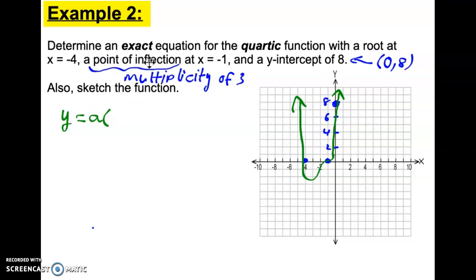So starting with the brackets that we know, the root at -4 means that x plus 4 is a factor. And the root at -1 means x plus 1 is a factor. And I'm going to cube it because it has a multiplicity of 3. The last step here is going to be to solve for the a value. Because we know a point on our graph, they actually gave us an x and a y value, so we're going to sub that in for x and y, and that will allow us to solve for a.